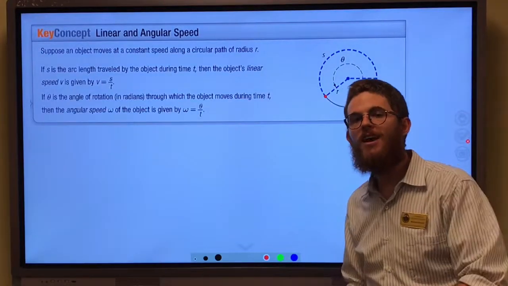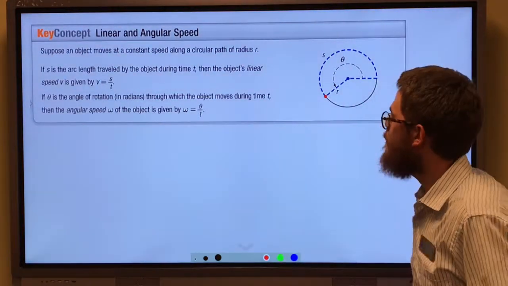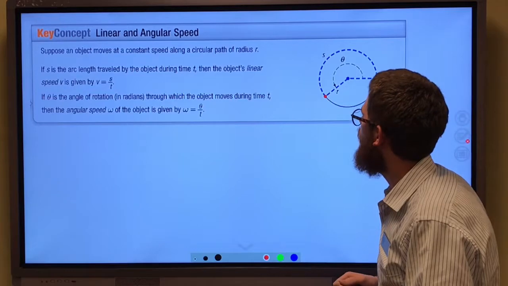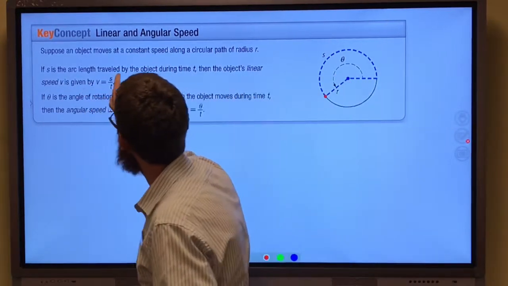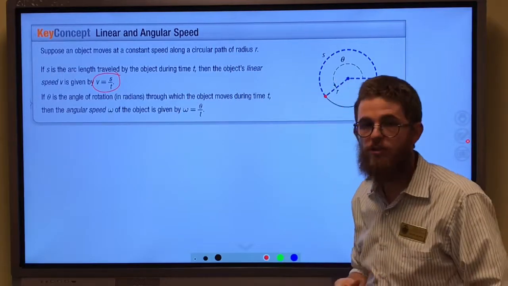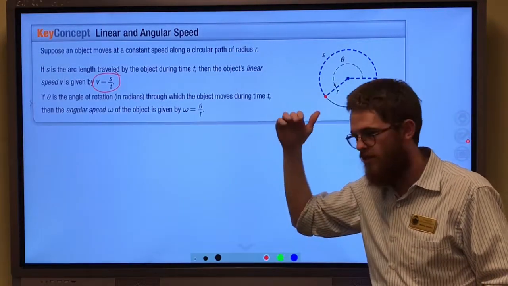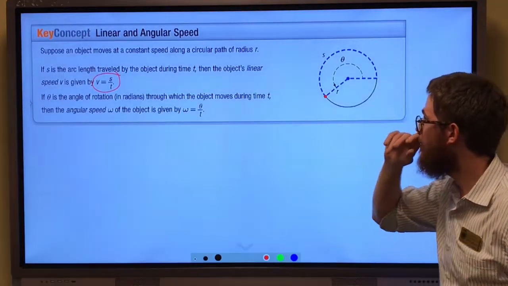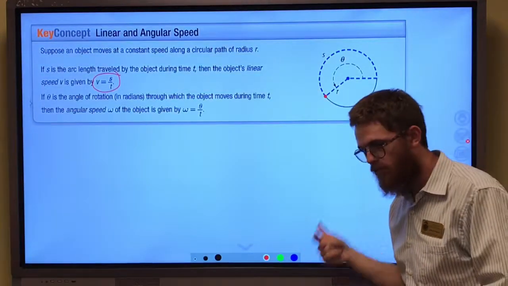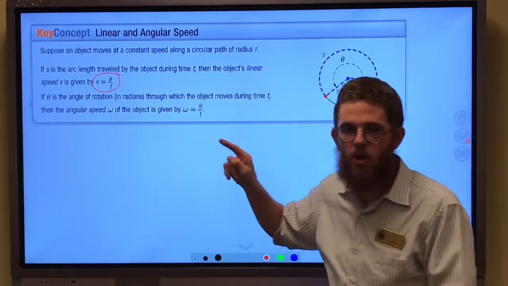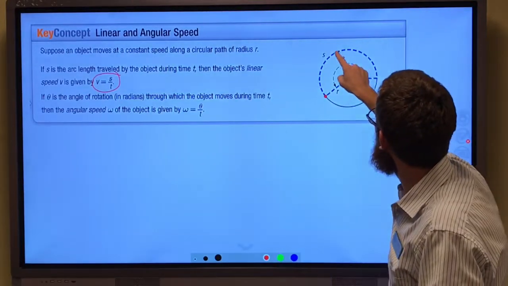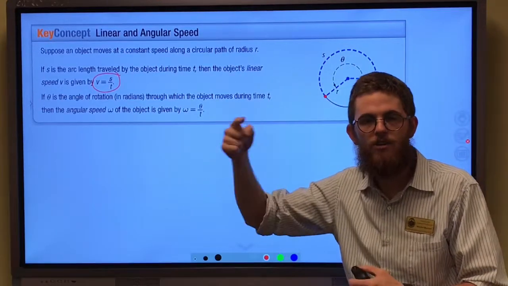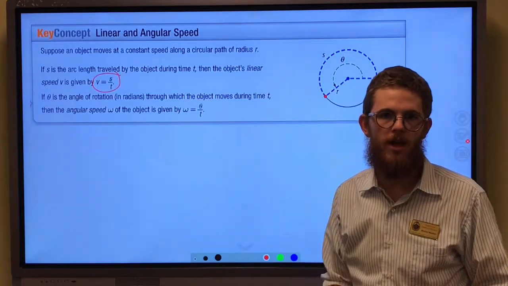All right, so we're thinking about linear and angular speed right here. Now, it says that if s is the arc length traveled by an object during time t, then the object's linear speed v is given by v equals s over t. Basically, velocity is s, the total distance, over time. And so that should probably make sense to us now. What's important to realize is that s is the arc length, and so that is the entire length that it has rotated, and that'll make more sense when we look at some problems.